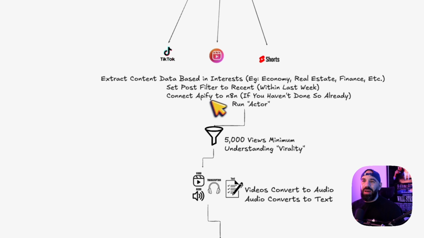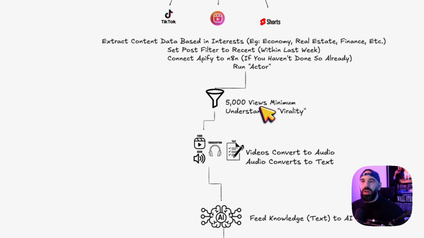We're going to connect Apify to N8N. We're going to run the actor. That's going to get us the data that we want. We're going to be going based on 5,000 views minimum. So this means I'm not pulling any videos that don't have at least 5,000 views. This gives me a better understanding of virality, which is important, right?